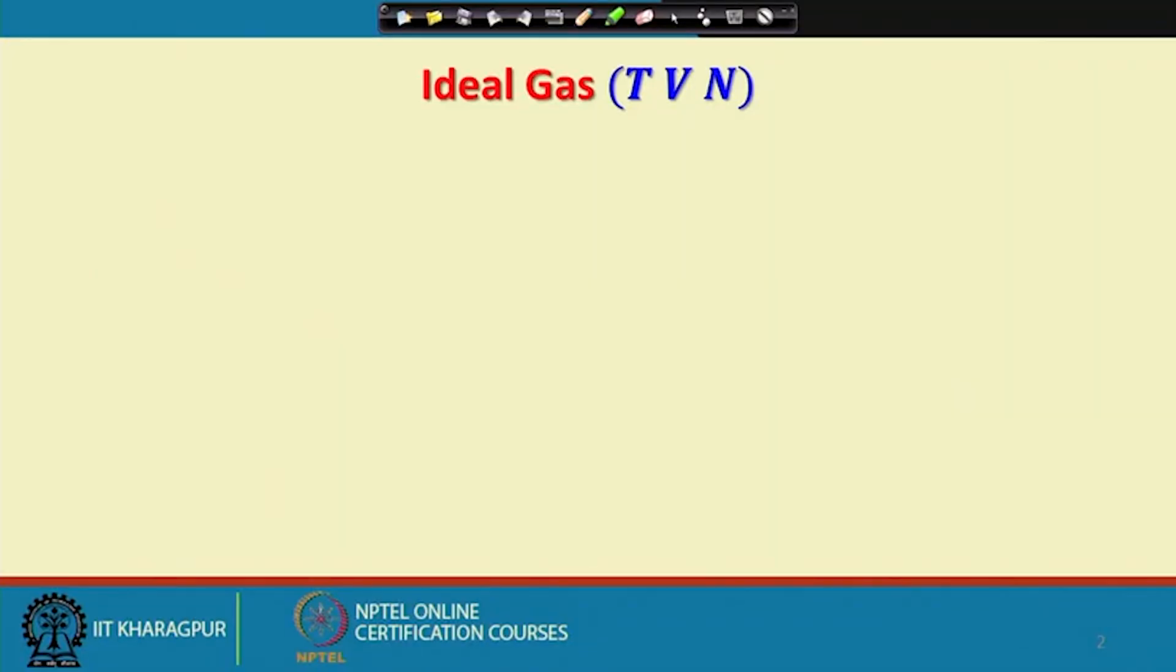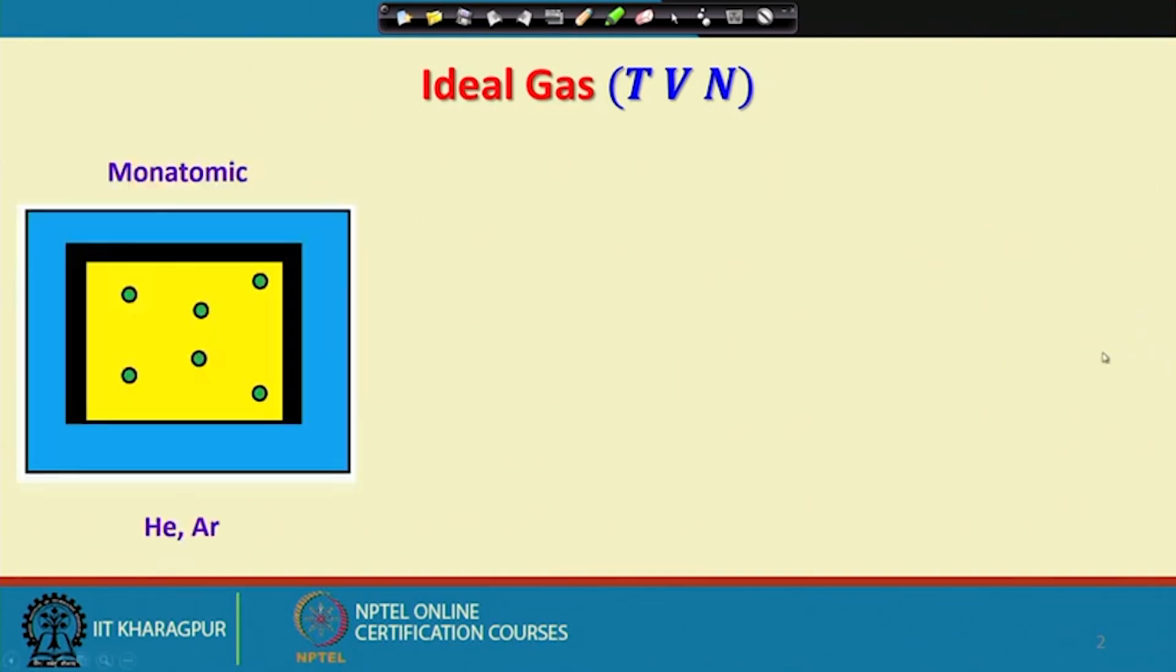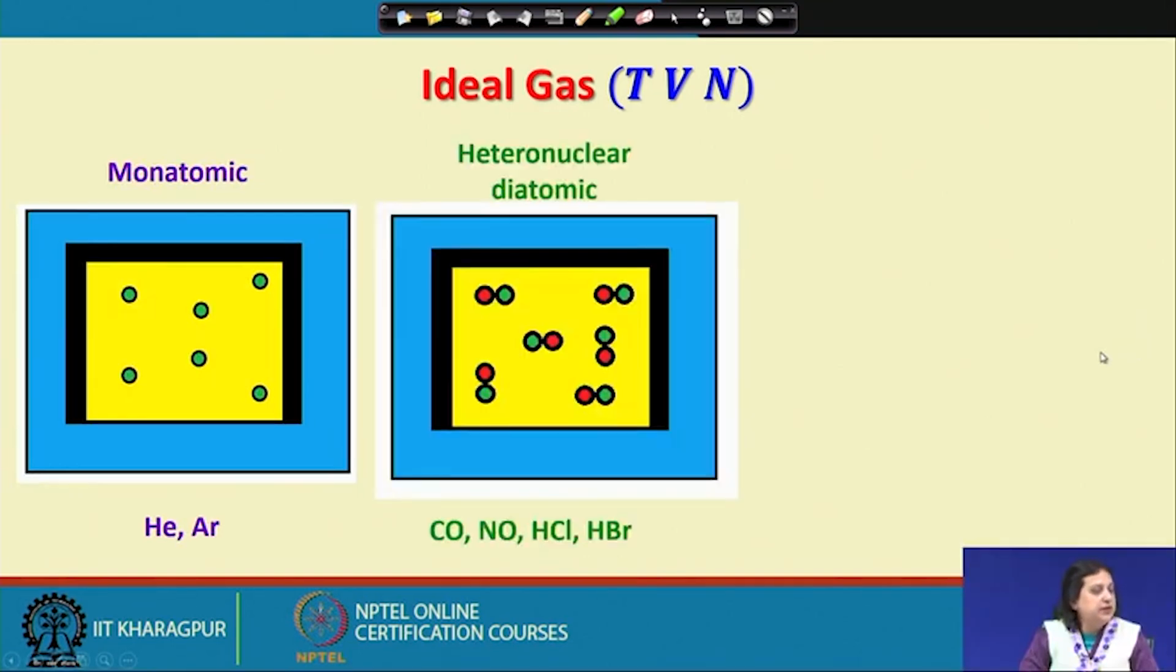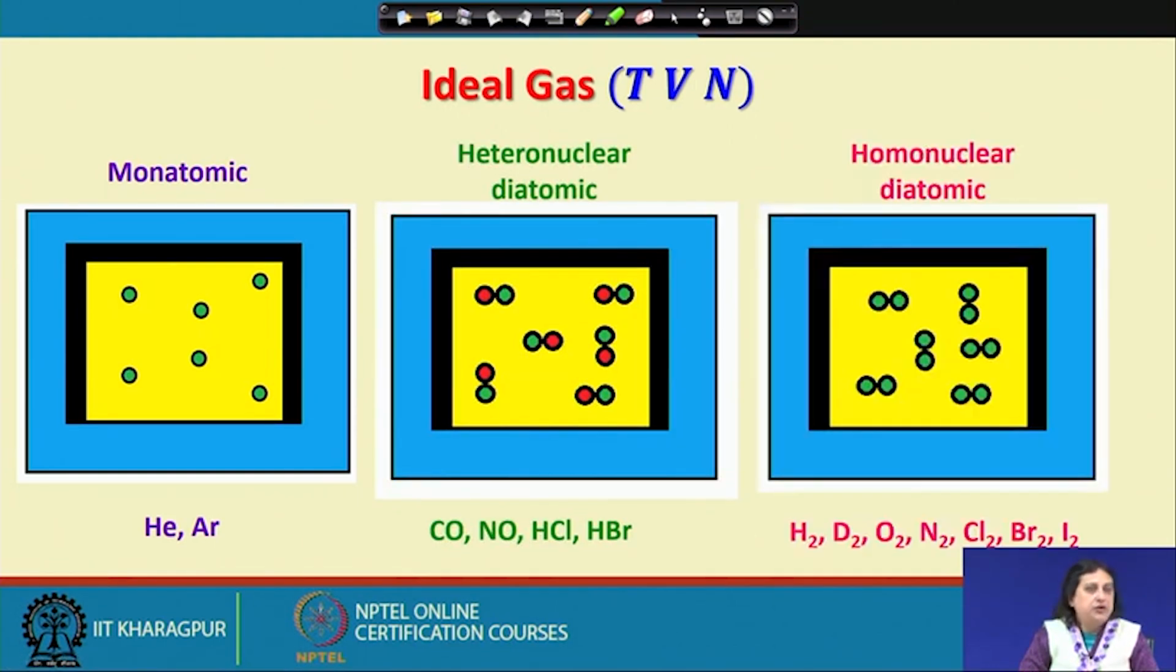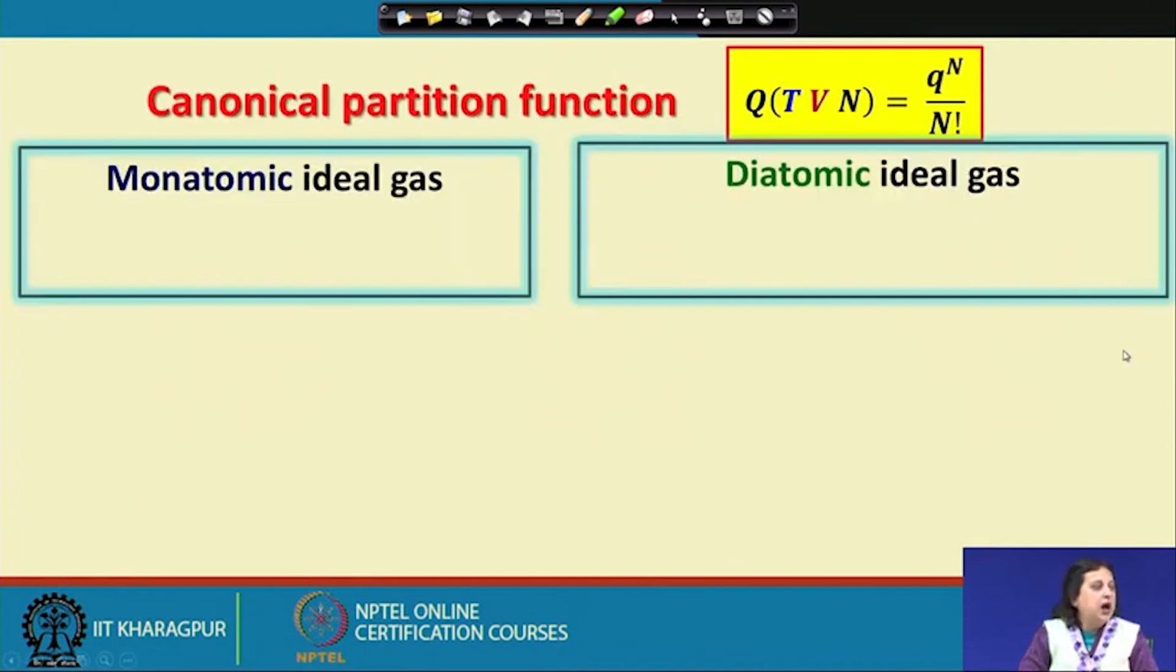information that is present for an ideal gas maintained at a thermodynamic state of constant temperature, volume and number of particles. We can visualize at the microscopic level this gas as being comprised of atoms or heteronuclear diatomic molecules or homonuclear diatomic molecules. And we have already seen how to put the information regarding the microstates of the system in terms of the canonical partition function.